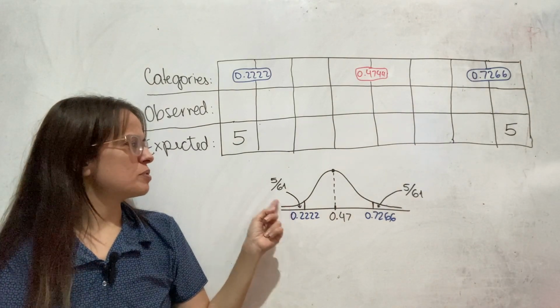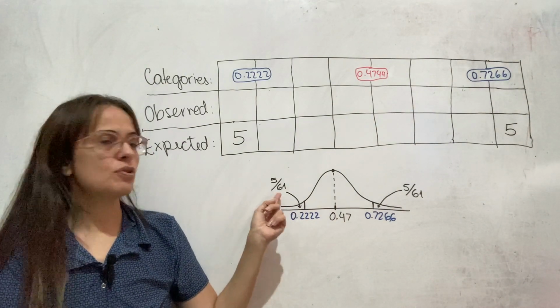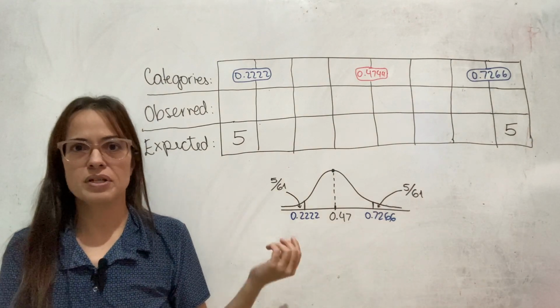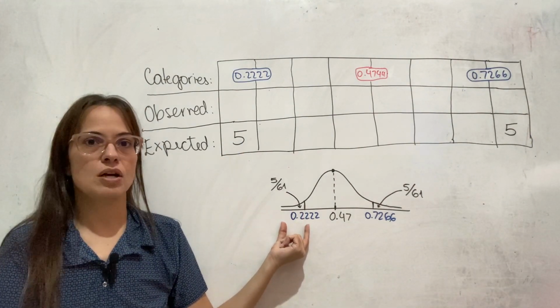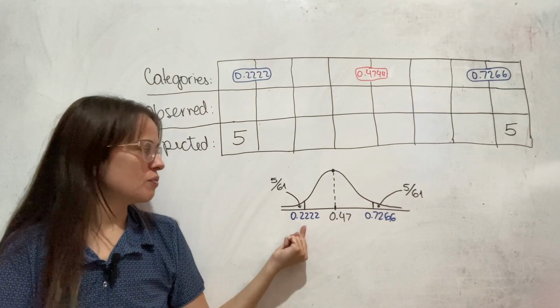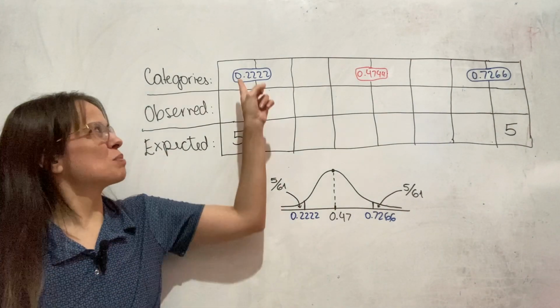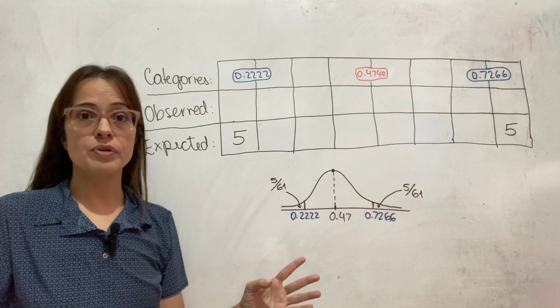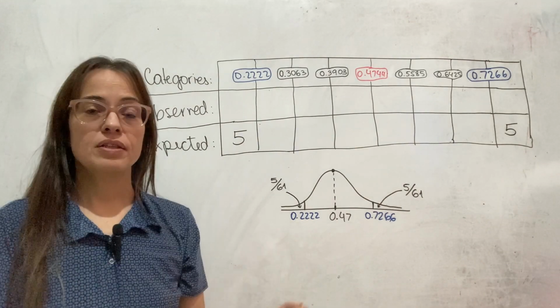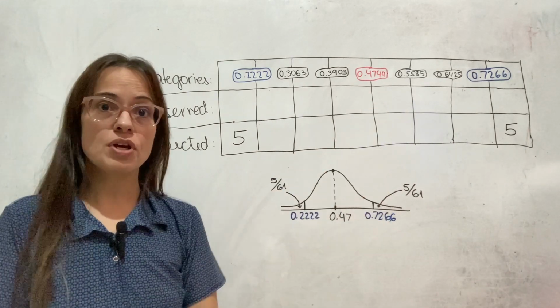And I didn't put a percentage here. I put 5 out of 61 because I have 61 points and I want 5 of them to be here. So that is the percentage that I want to the left of the number that determines my first category. And then I thought about breaking up all the other categories equally spaced. So that gives me those numbers over there.